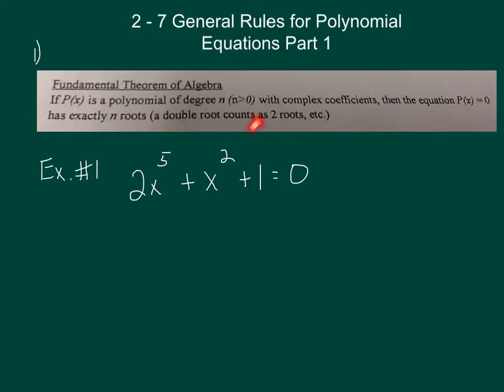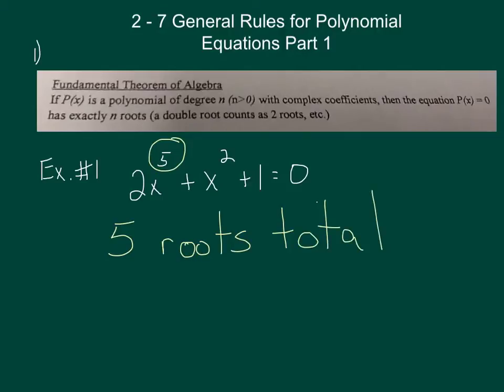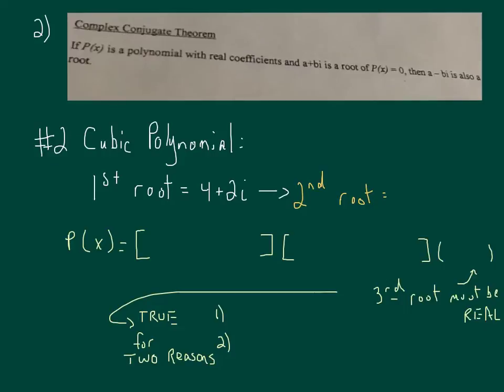So a double root counts as 2 roots. Triple root counts as 3 roots. So if the degree is 6, then it has 6 roots. So here in the first example, if the degree is 5, then it has 5 roots total. We don't know what those roots look like. We don't know how many are complex or how many are real, but we do know that it has 5 total roots. That's what the fundamental theorem of algebra says. Pretty exciting, huh?